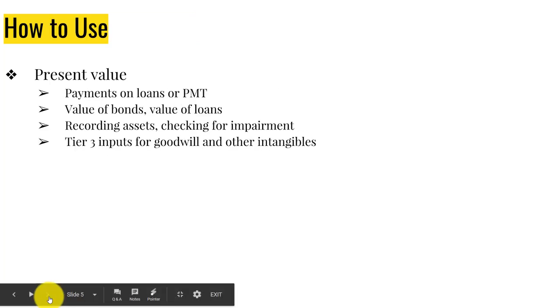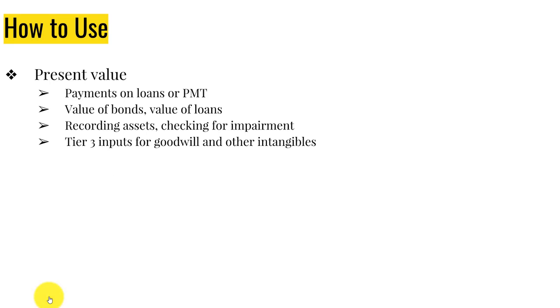So at what points do we use present value? We can use it in Excel. PMT is the formula that will calculate a payment on a loan. You can calculate the value of bonds or the value of loans if they were to be sold, because loans get sold and bought all the time, as do bonds. So what value would somebody pay for a bond or a loan? They would pay the present value of the future cash flows, as we mentioned earlier.